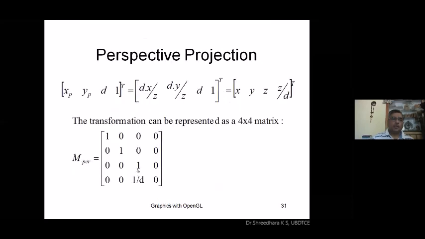So finally, XP, now observe this, it is written in a row. There is a T here that represents the column representation. XP, YP, D1 is equal to d into x divided by z, d into y by z, d, 1. In other words, it is x, y, z, z by d. So the transformation can be represented as a 4 cross 4 matrix.